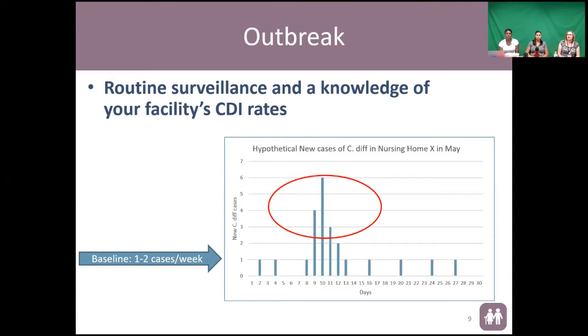And then you can see a spike in new cases around days 9 to 12. So do those patients have a common exposure? Could those cases be linked? And in that case, you would consider an outbreak.